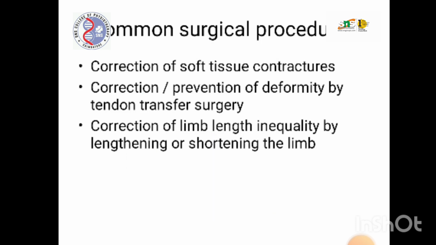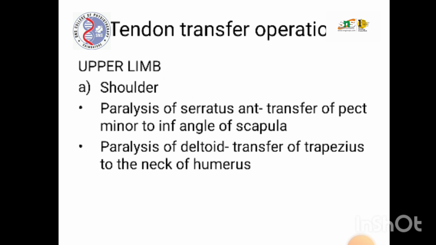Common surgical procedures in poliomyelitis cases: correction of soft tissue contractures, correction and prevention of deformity by tendon transfer surgery, and correction of limb length inequality by lengthening or shortening of the limb. Tendon transfer operations: in the upper limb, for shoulder paralysis, the serratus anterior is transferred to the pectoralis minor at the inferior angle of the scapula. For deltoid paralysis, the trapezius is transferred to the neck of the humerus.